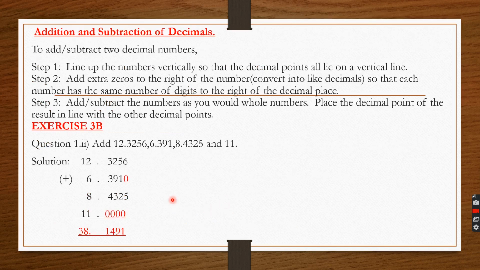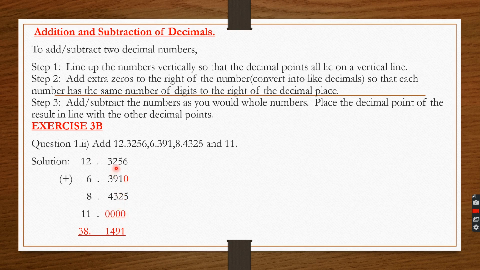Next question is about addition and subtraction of decimals. Addition and subtraction of decimals, we do the same way as we do with whole numbers or natural numbers. Only first we have to line up the numbers vertically. That means keeping the decimal points in the same line, with all the whole numbers on the left-hand side of the decimal point and all the decimal digits on the right-hand side of the decimal point.